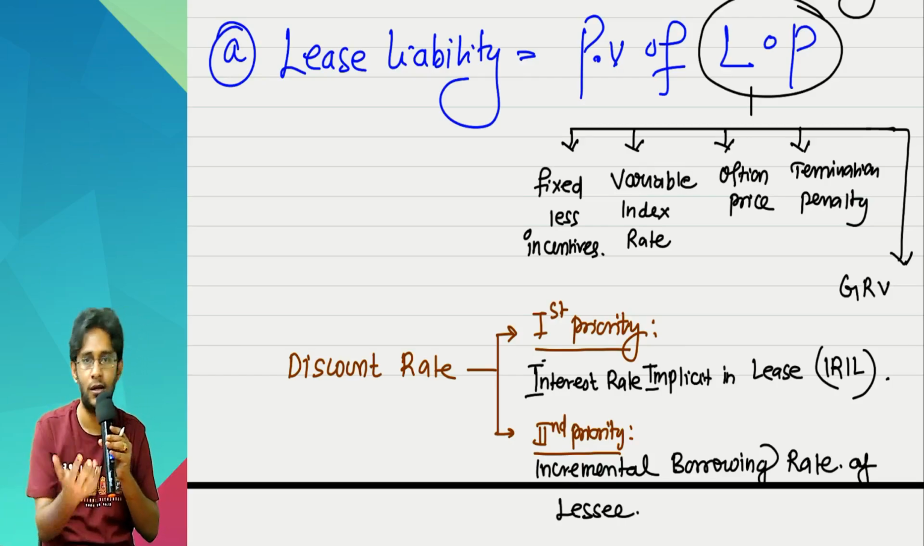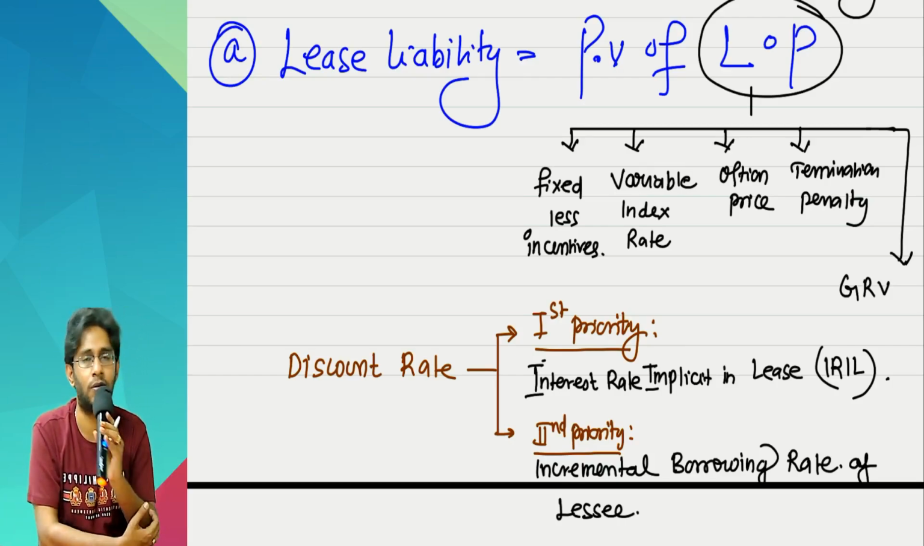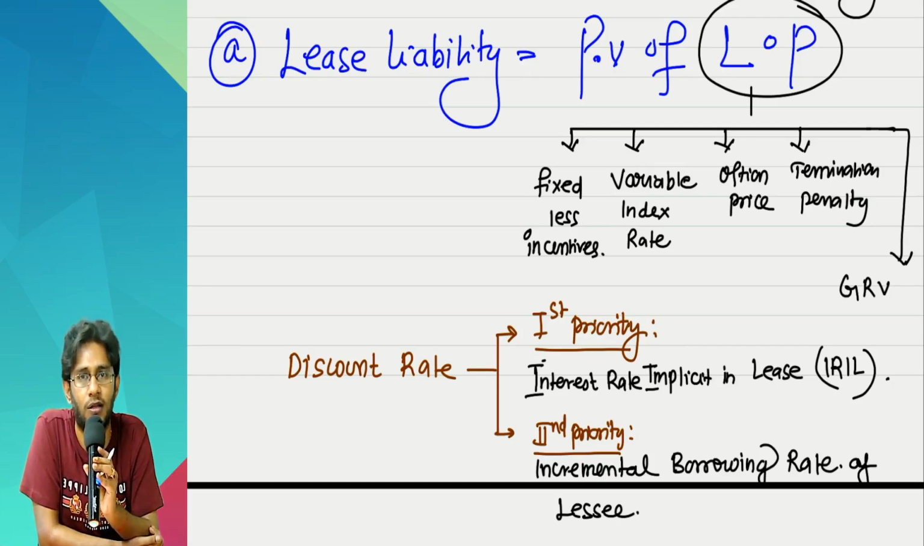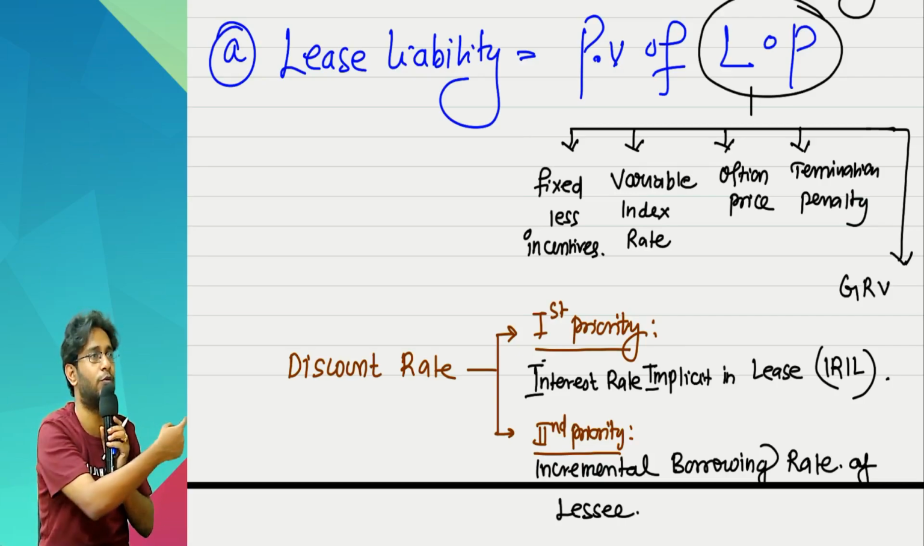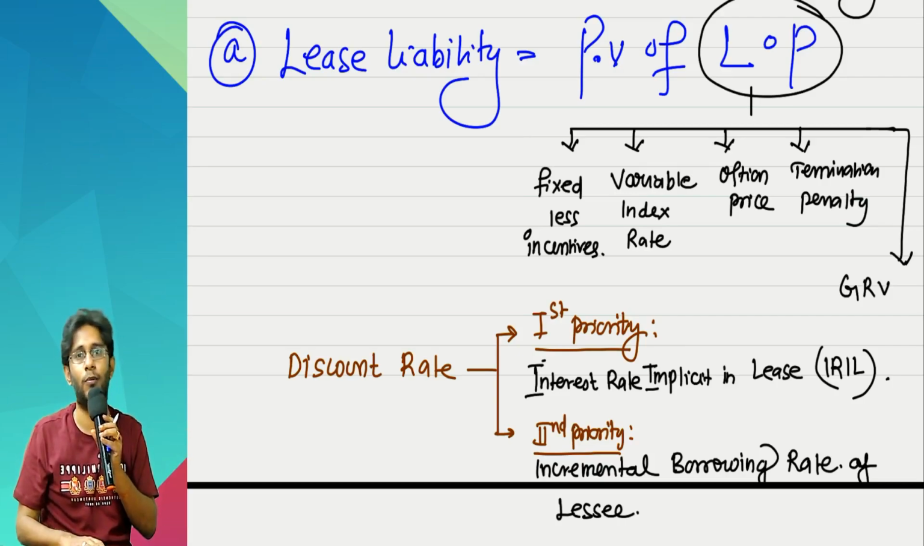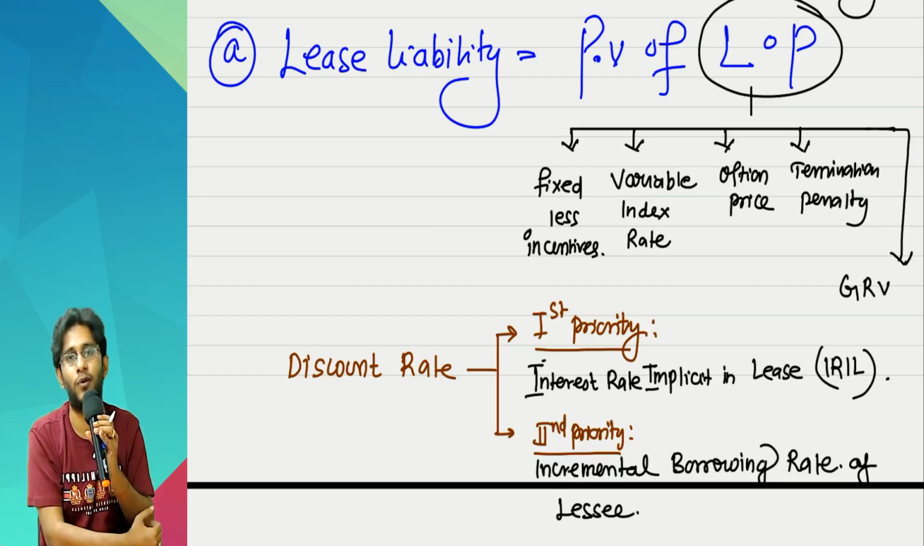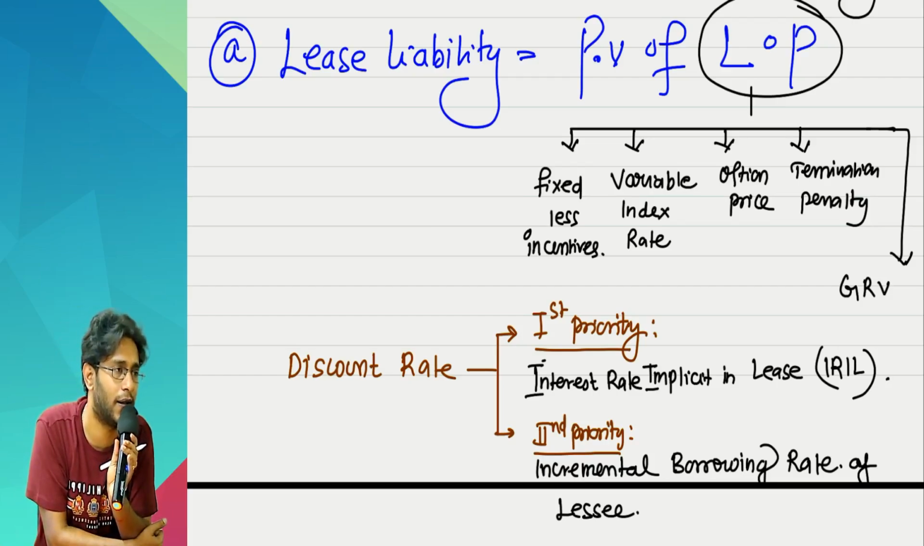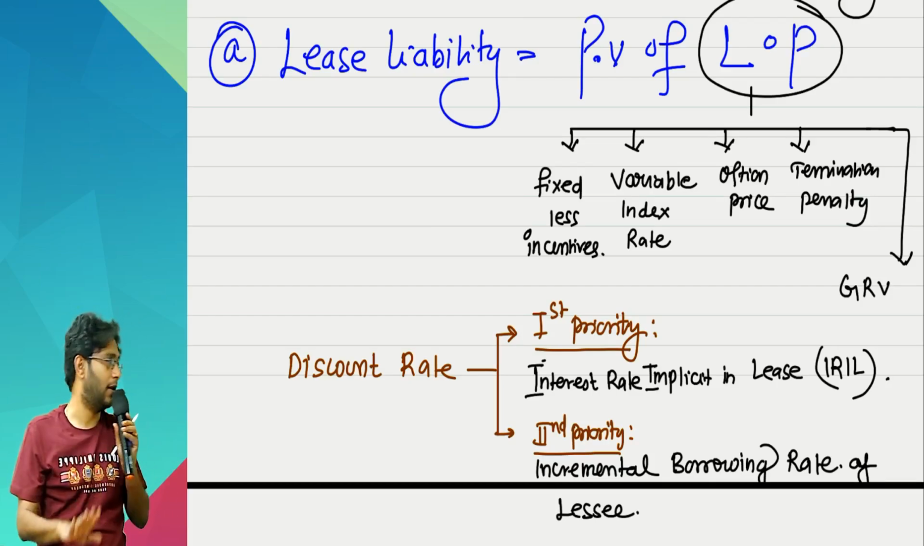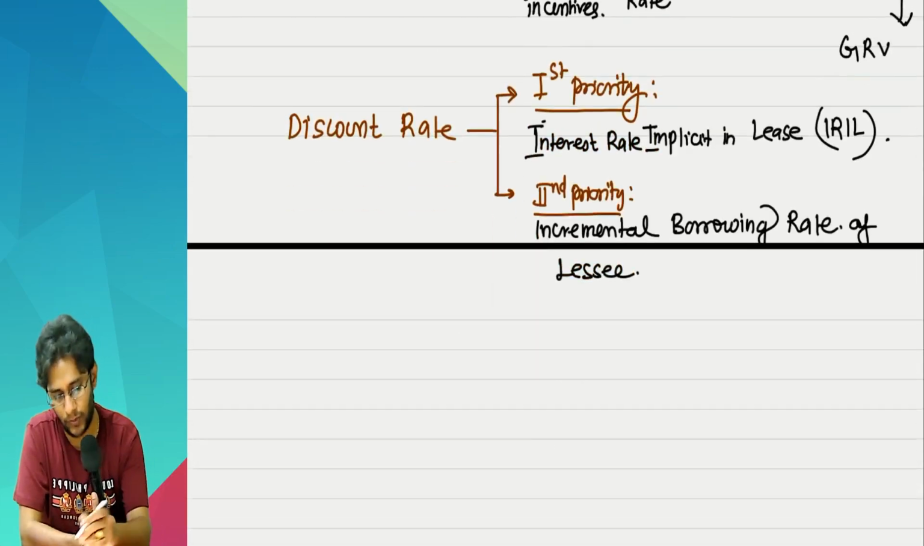What will the bank say? Show, bring your balance sheet. Already 4 loans are in the balance sheet, and only the 5th loan you are coming for. Yes sir. Pay interest of 14%. Okay, 14% should be used as the discounting rate. Incremental borrowing means additional borrowing: if you have to raise money now, at what rate I can get it. IRIL is nothing but this.